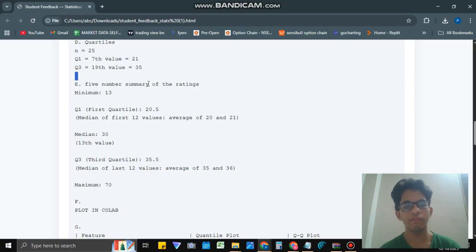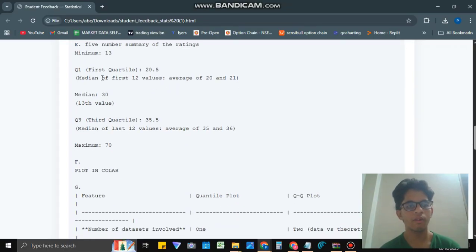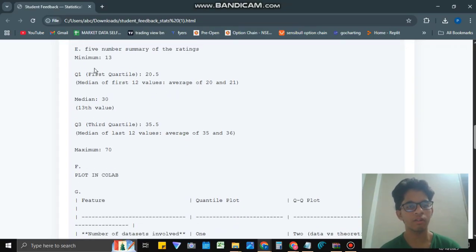For the 5 number summary rating, we find the minimum value and the first quartile value. The first quartile is the median of the first 12 values.